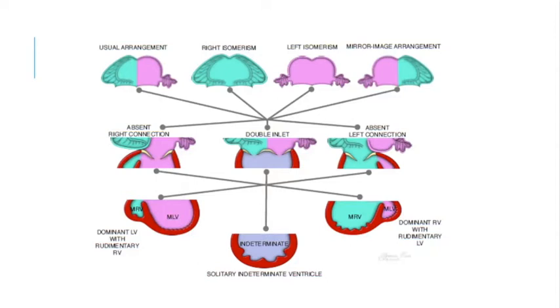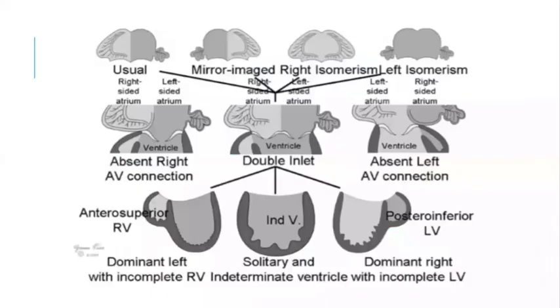Regarding the ventricles, in case of double inlet, it can be an intermediate ventricle, a dominant left ventricle, or a dominant right ventricle. Again, the same picture. Usually the hypoplastic right ventricle lies anterior superiorly to the left ventricle and is connected to the dominant left ventricle, while the hypoplastic left ventricle lies posterior inferiorly and is connected to a dominant right ventricle.